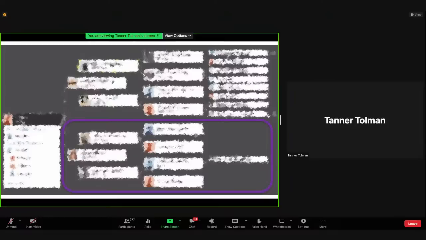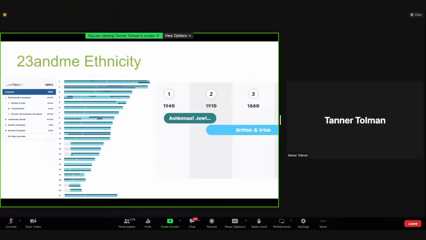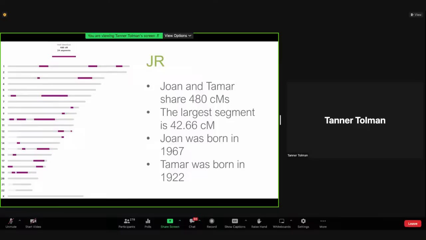And I really like 23andMe. I think they have a really great chromosome browser and a lot of really good tools. It was my first love and the first place that I ever tested. So we got Joan a 23andMe, and her results confirm the same thing that we're seeing in Ancestry. It shows she is half Ashkenazi Jewish, and it estimates that she had a full Jewish parent born sometime between 1910 and 1940. And we went to this match, whom I have named Tamar, and these are all the segments that Joan and Tamar shared.